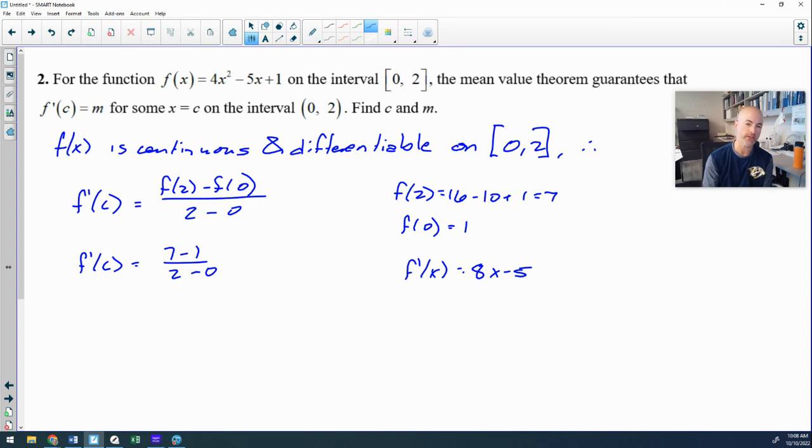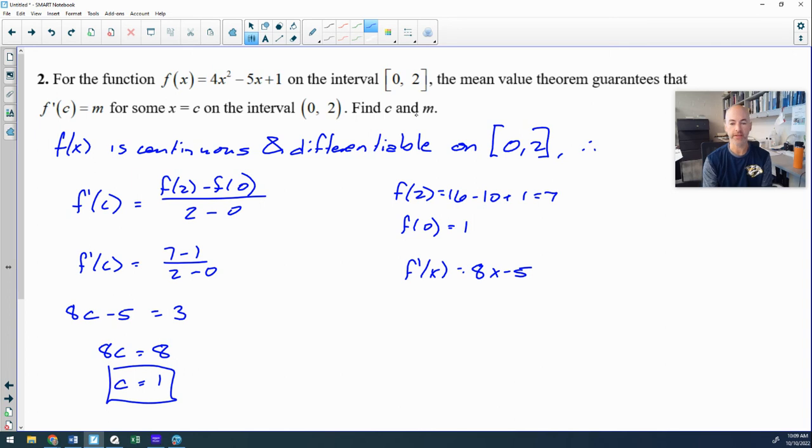And so if I really want to appease the gods, I have declared f prime of c here. So instead of writing 8x minus 5, I'm going to write 8c minus 5 is equal to 7 minus 1 is 6 divided by 2 is 3. We will solve this equation. We get 8c is equal to 8. And when you divide by 8, you get c is 1. And so there's my value of c.